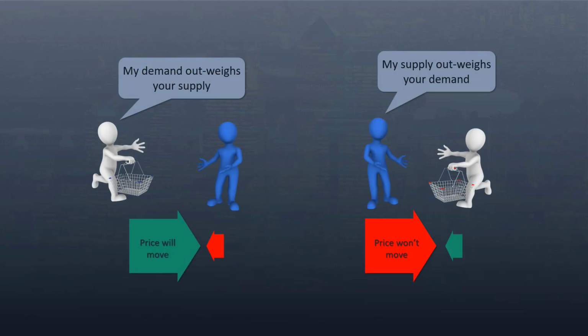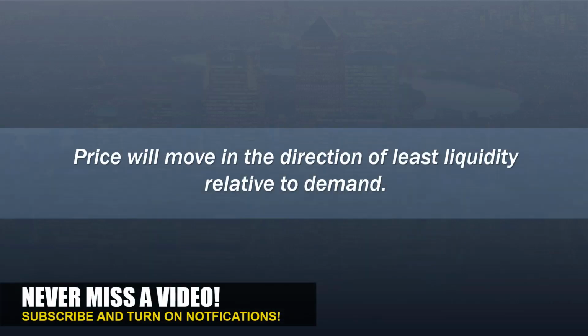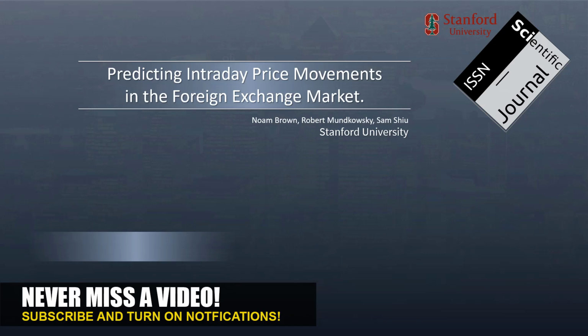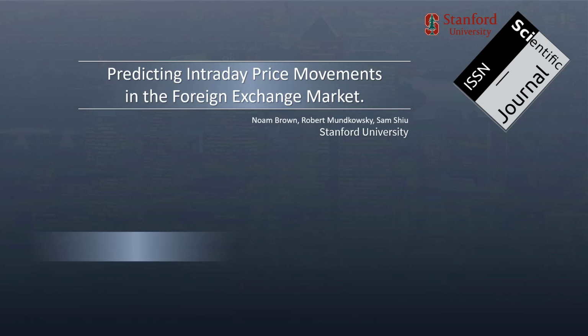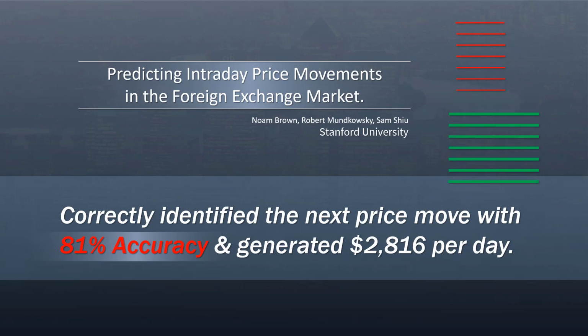Prices move because of supply and demand imbalances, and that is why tracking dealing desks and market makers is so profitable for professional traders. Price will move in the direction of least liquidity relative to demand. That is a mathematical certainty of Forex market mechanics. There was a scientific paper produced by 3 researchers at Stanford University a few years ago, and they found that just by measuring the liquidity volumes from market makers, they were able to predict the price direction 81% of the time. All they did was compare the amount of liquidity on the bid side to the liquidity on the offer side.